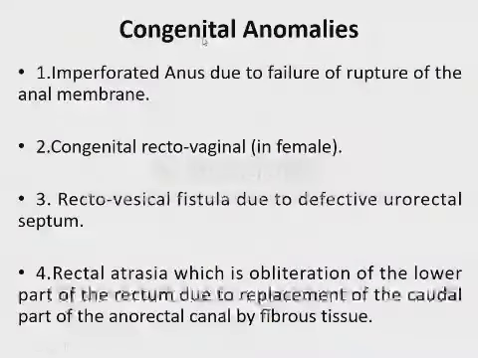What are the congenital anomalies of the hindgut? Number 1, imperforate anus, due to failure of rupture of the anal membrane. Number 2, congenital recto-vaginal fistula in the female. Number 3, recto-vesical fistula due to a defect in the urorectal septum formation.